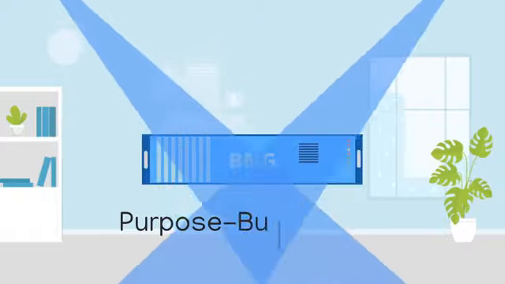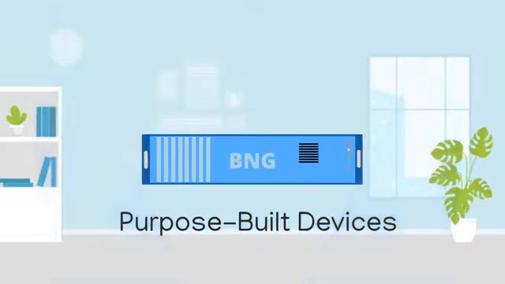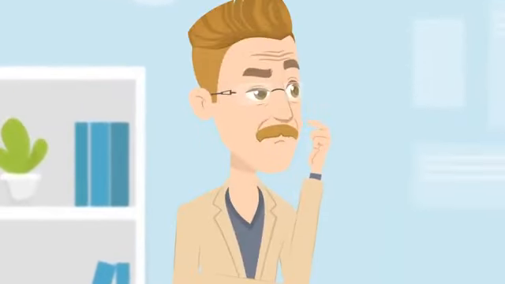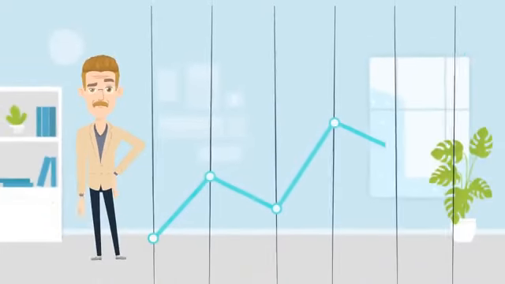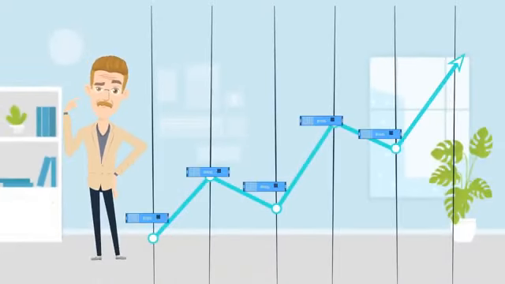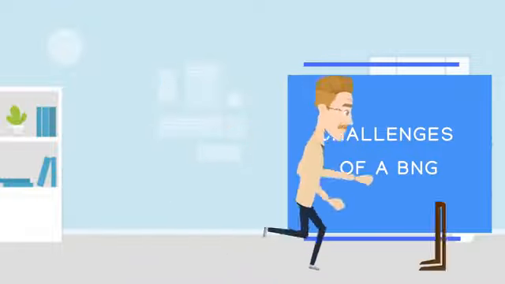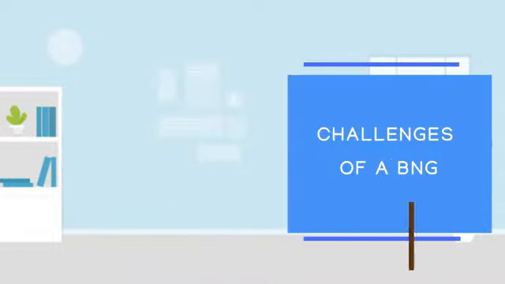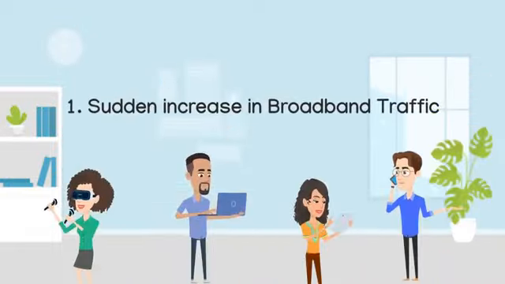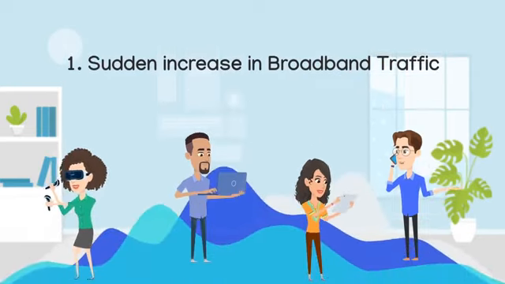BNG systems were traditionally purpose-built devices, and broadband service providers used to buy them in order to set up broadband services and buy more of them when there is an increase in demand. But today, the service providers face a number of challenges that make it difficult to cope with these legacy BNG systems. They are: 1. A sudden increase in broadband traffic.